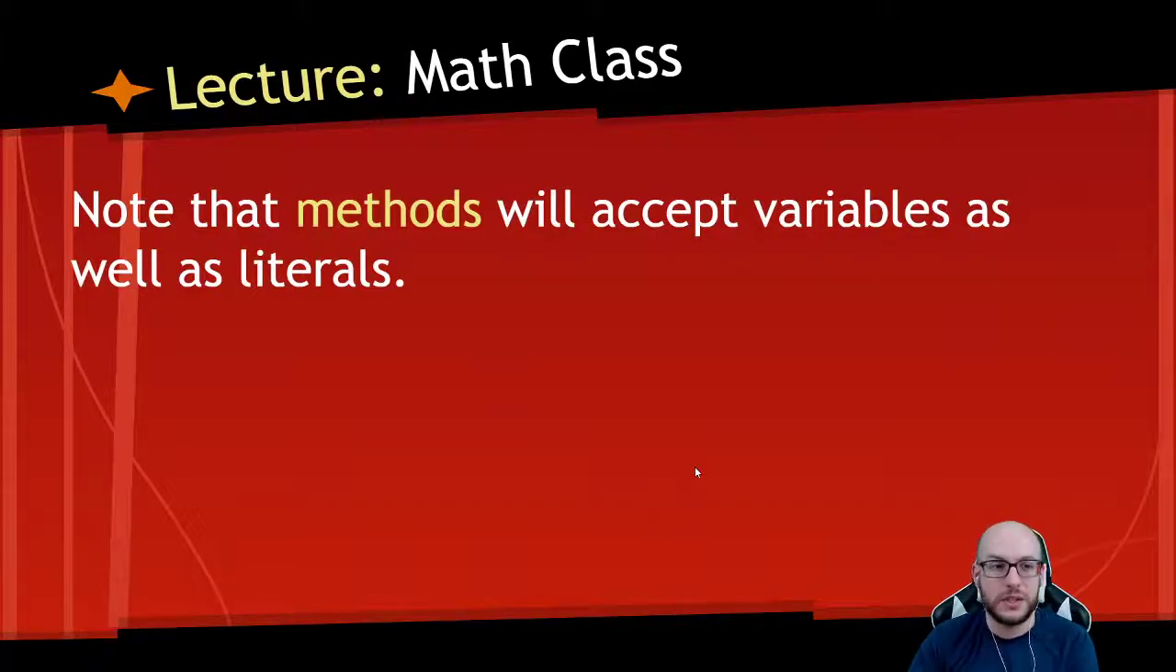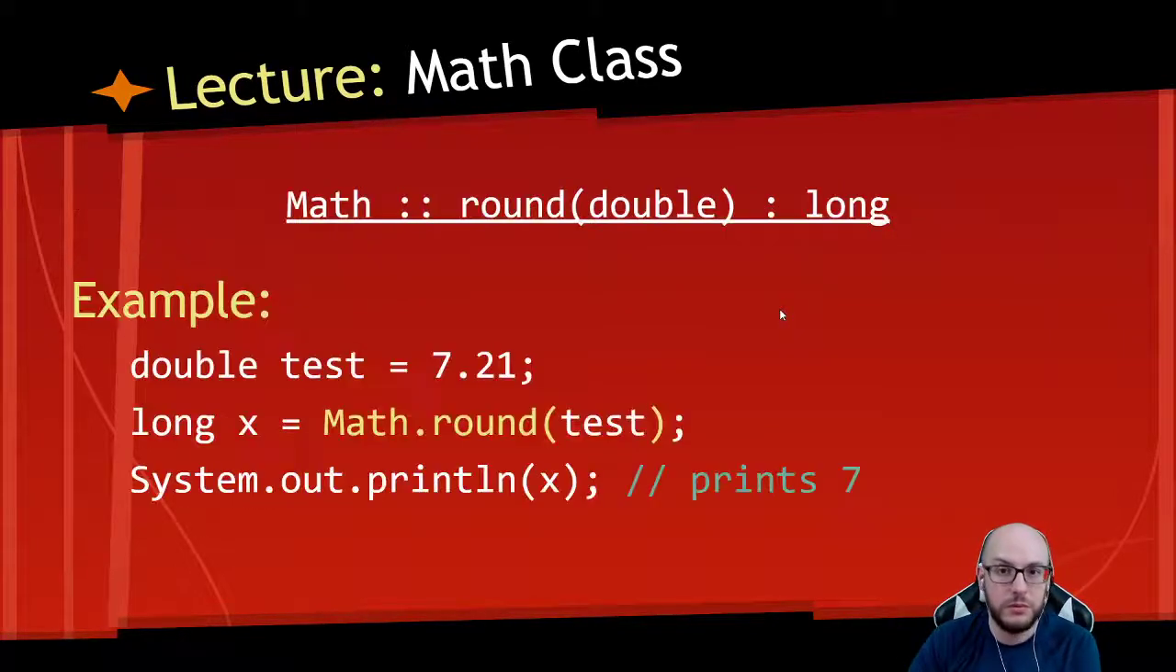Note that methods will accept variables as well as literals. In all of the examples so far, I've just been throwing in a number literal whenever I'm calling the method. But we could, in theory, come up with a variable in advance. So here I'm taking 7.21 and saving it into test. Then when I call Math.round, I'm passing in test, the variable. I know that seems kind of mundane, but what I want you to think about is maybe test is not a hard-coded value. Maybe test is user input. It's one of the main reasons that we've enjoyed variables so far, that we can use them to store user input. So I'm passing in the variable. We get a result back of 7, which I then print off.